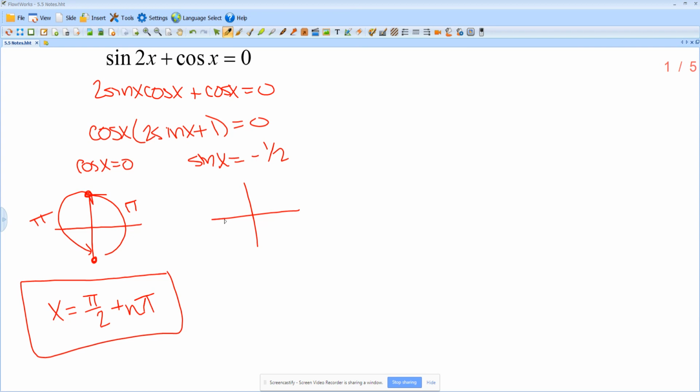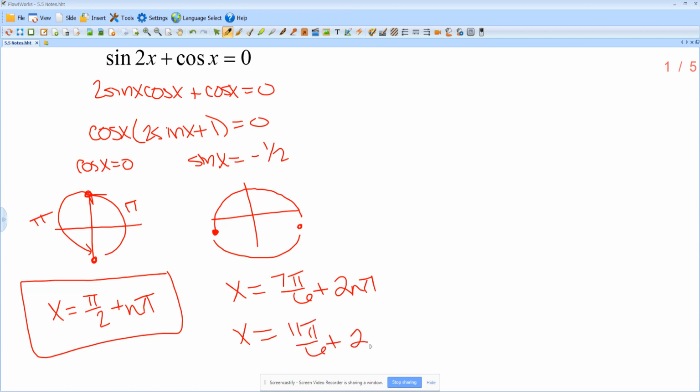Over here, sine being negative 1/2 happens here and here. These points are not equidistant. If we're talking about here versus here, we've got something that's less than pi and something that's more than pi, so each of these needs its own equation. This angle is 7 pi sixths, plus what I'd have to do to get back to this point, add 2n pi. And here, this angle is 11 pi sixths, and same thing, I'd need to add 2n pi. So you've got three solutions for that equation. All of them would be required.